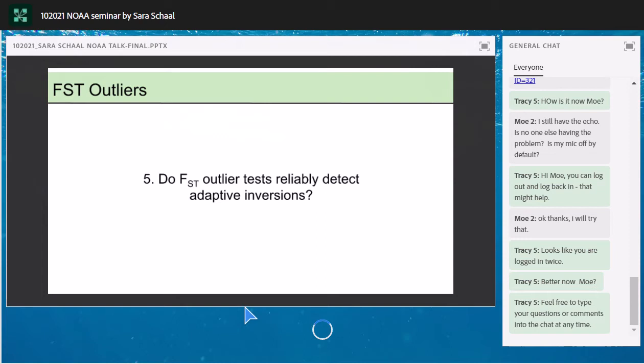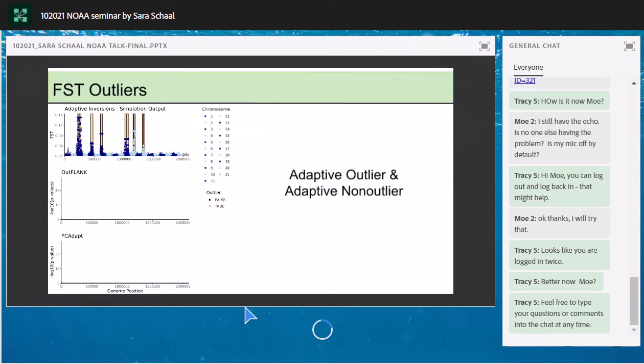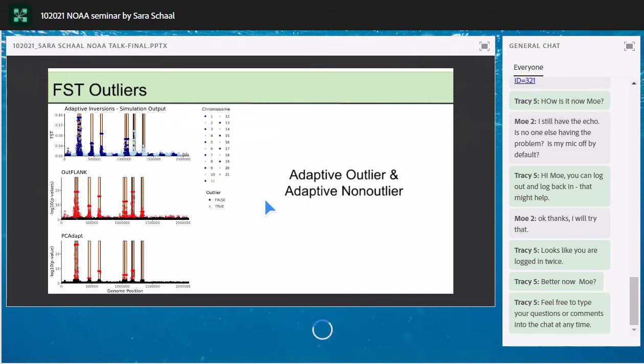And then for the FST outlier tests, I'm going to walk through the different scenarios that we looked at here. So first is whether these genome scan methods were able to call an adaptive outlier as an outlier, or whether it called it as a non-outlier. So just to show you what I mean by that, here we have two different programs. I used Outflank and PCAdapt, and again, these are inversions that evolved in the genome, and we're testing whether these genome scan methods can identify them as being adaptive peaks.